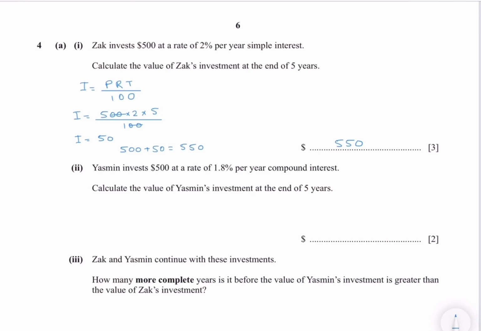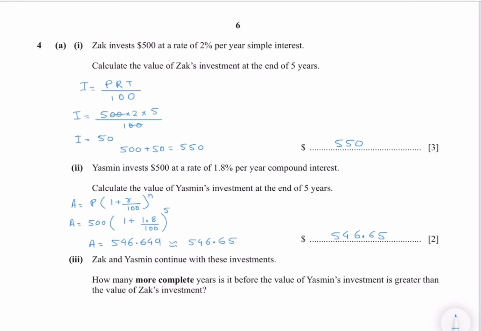Yasmin invests $500 at a rate of 1.8% per year compound interest. Calculate the value of Yasmin's investment at the end of 5 years. So A equals P(1 plus R over 100) to the power n. This is a formula used to calculate compound interest. So P is your 500, R is your 1.8, and n is your 5 years. So now solve it with the help of a calculator. You got 546.649, which is approximately $546.65.